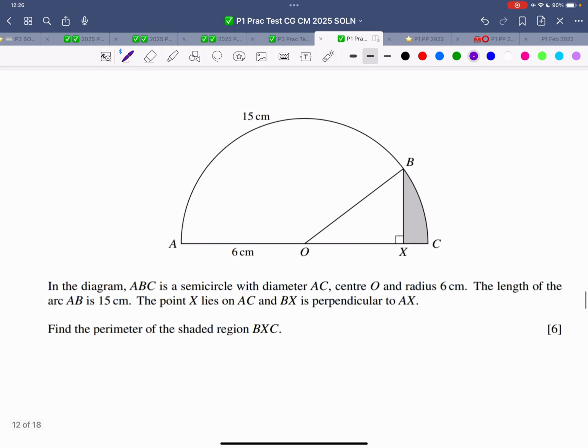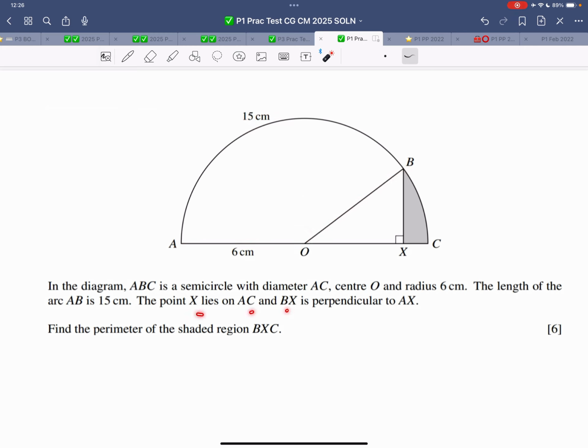Now question number 4. So this is like a traditional type of a question. I don't think there is anything special in it. ABC is a semicircle with diameter AC. Center O, radius 6. So that is the radius 6, that is the radius 6, OC is the radius 6. The length of the arc AB is 15 centimeter. So therefore I can use 6, I can use this angle, let me call it theta, I can use the arc length, I can find theta.